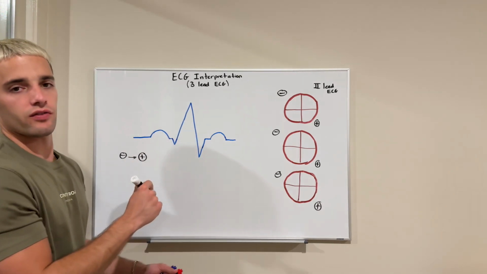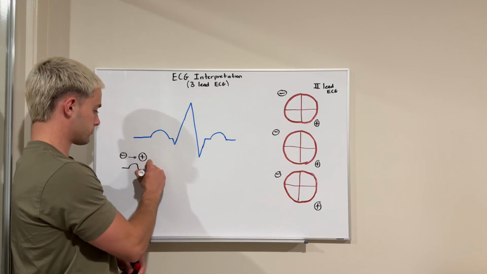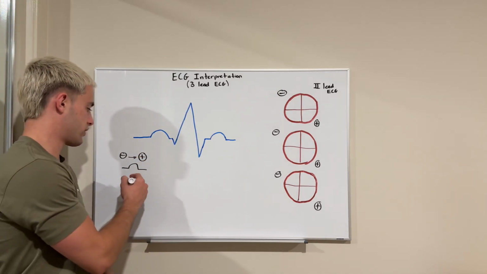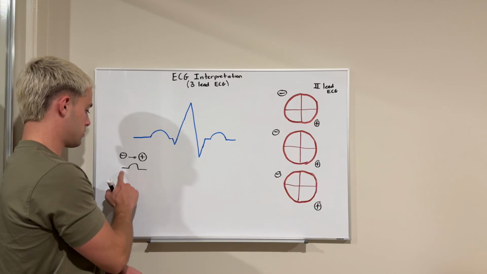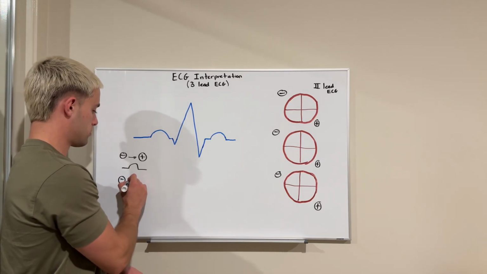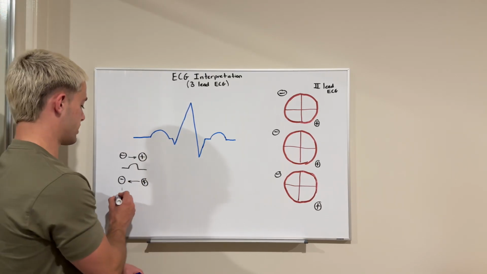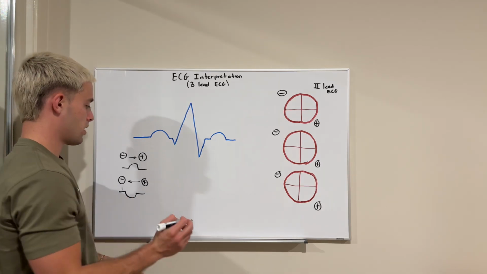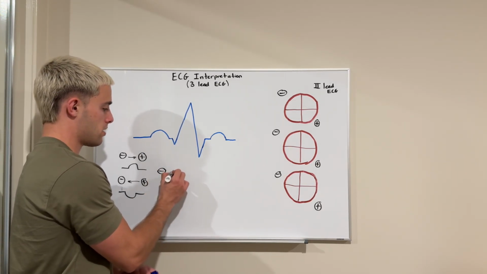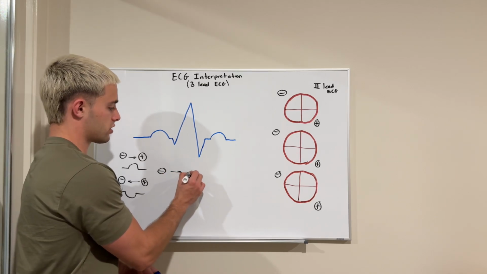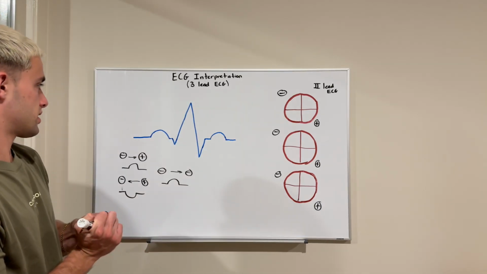If you have the positive moving towards the positive charge, you're going to get a positive deflection. And if you have a positive moving towards a negative charge, you're going to get a negative deflection. And the same is true if you have a negative charge moving towards another negative charge. You're going to get a positive deflection. All right, so that's out of the way.